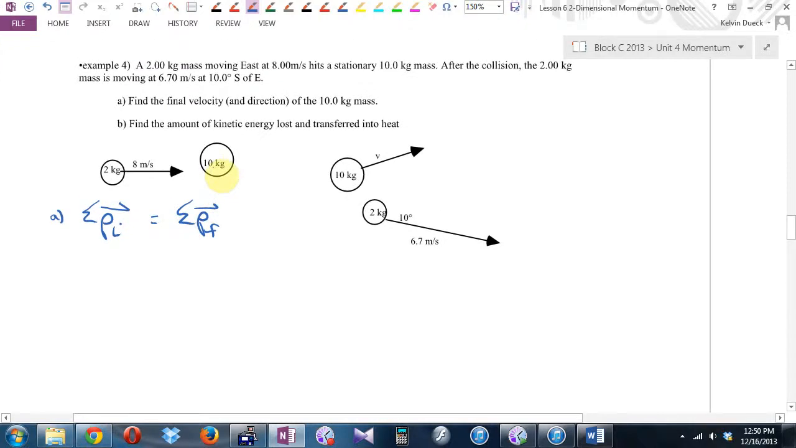Before the collision, what's moving? Mass 1, mass 2, or both? So I'm going to write momentum 1 initial.